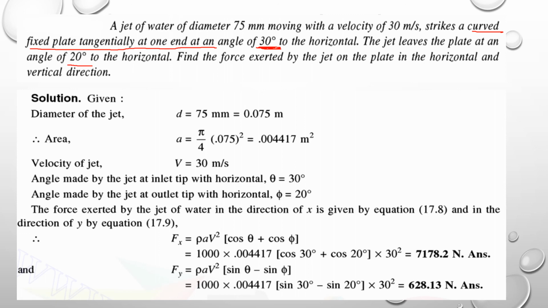So solving the problem, diameter is given, you can find out the area, velocity is also given, 30 meter per second, and the inlet angle made by the jet at the inlet tip, we are denoting it by theta is equal to 30 degree. Similarly at outlet tip we are denoting it by phi is equal to 20 degree. So you are asked to find out the force exerted, so substituting the values you will get the answer as Fx is equal to 7178.2 Newton and Fy is equal to 628.13 Newton. So hope you all have understood this session on the impact of jets on stationary plates.